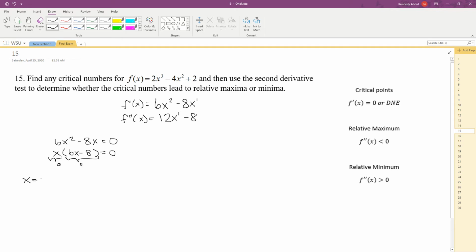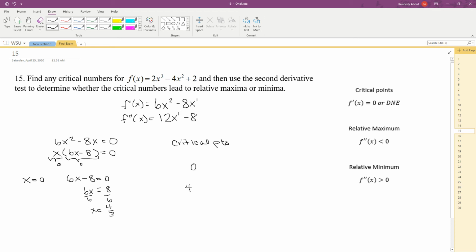So we can solve here, we'll get x is equal to 0. And for here, we'll get 6x minus 8 is equal to 0, which if we add 8 to both sides, we'll get 6x is equal to 8, and dividing by 6 on both sides, we'll get x is equal to 4/3. Okay, so our critical points are 0 and 4/3.